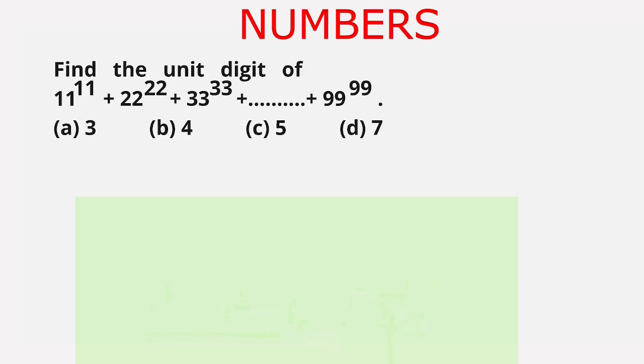As we have to find the unit digit, so we will consider the unit digits of each number. The first number is 11 to the power 11, and we know that the digit repeats itself after every fourth power, and 1 repeats itself by every power. So 11 to the power 11 will give ones place as 1, plus 22 to the power 22.